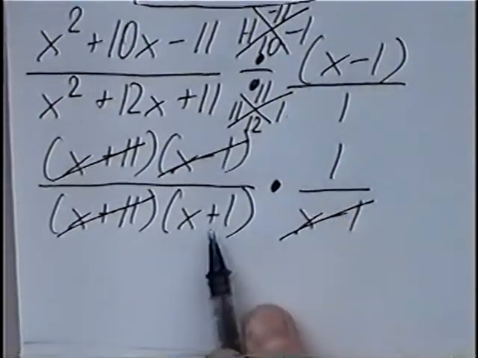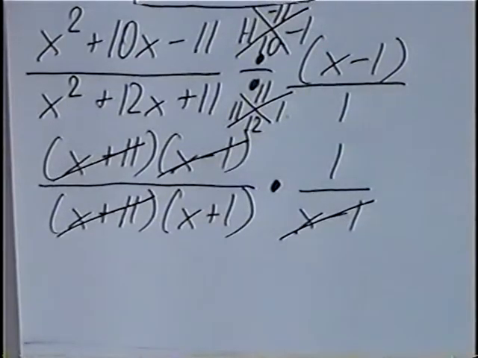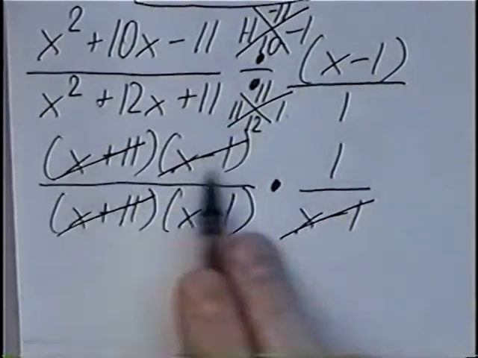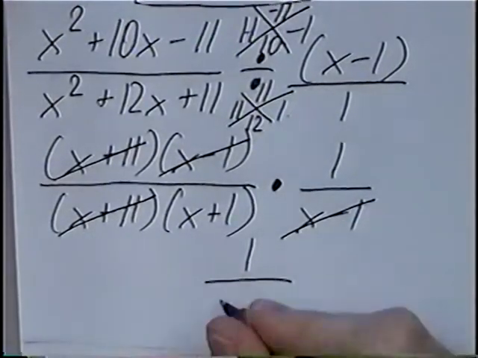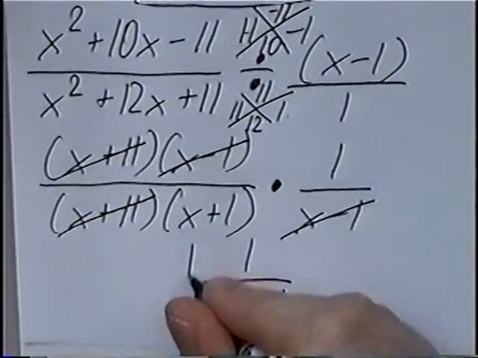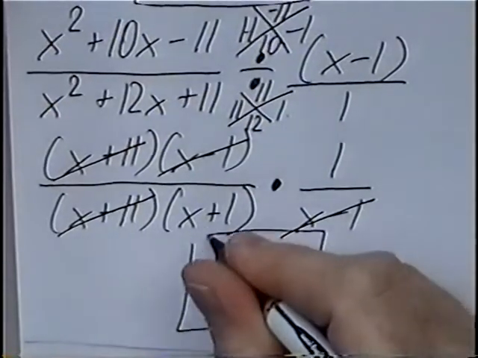The last terms, 1 and x plus 1, do not cancel. But rewriting our answer, the 1 is the only number left in the numerator, and x plus 1 is the only factor in the denominator. So our final answer is 1 over x plus 1.